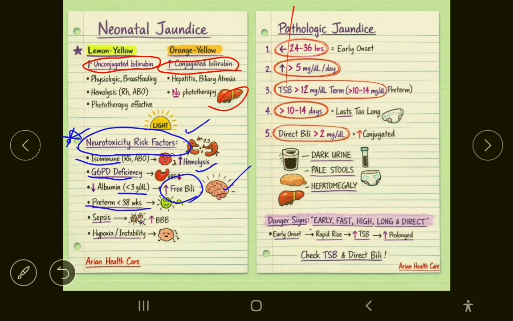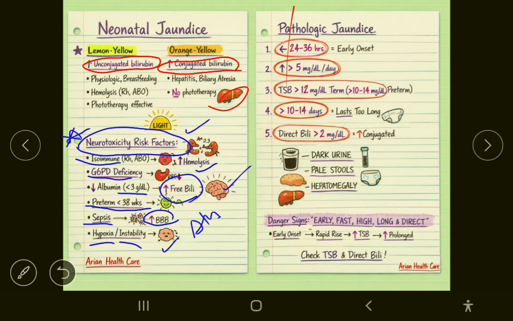Preterm infants have an immature liver and immature blood-brain barrier, so even lower bilirubin levels can cause damage. Sepsis, hypoxia, and clinical instability increase blood-brain barrier permeability and also weaken bilirubin albumin binding, raising the risk of kernicterus.